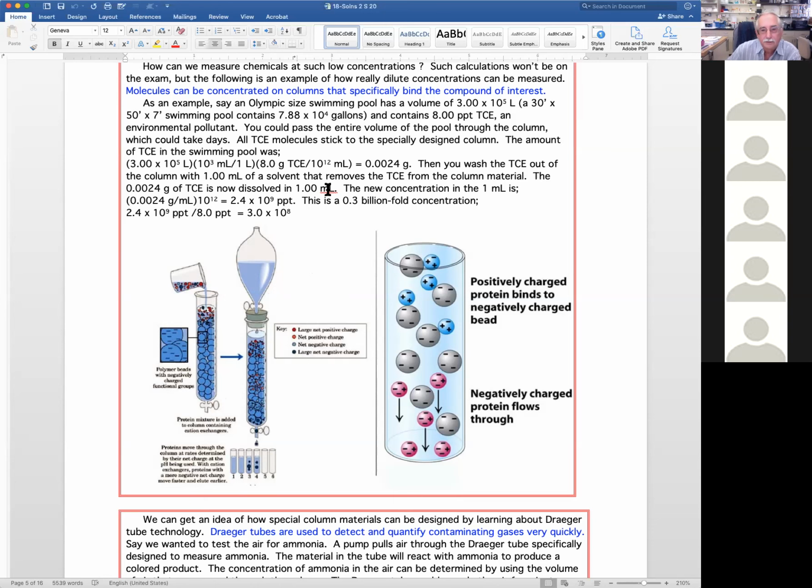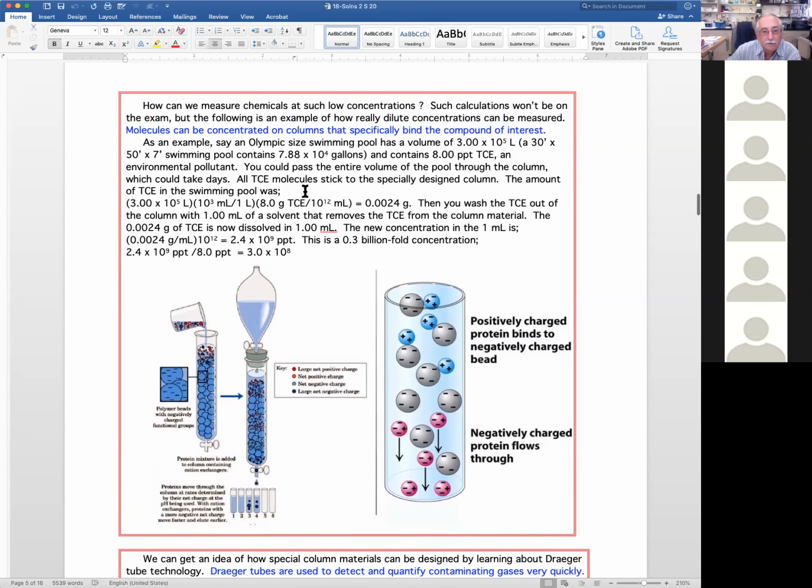So what I did, this unmeasurable amount, okay, I collected 0.0024 grams from the entire swimming pool. And say I got it into one test tube that was 1 milliliter. I just did a 0.3 billion fold concentration. You see my point there? We can measure anything.